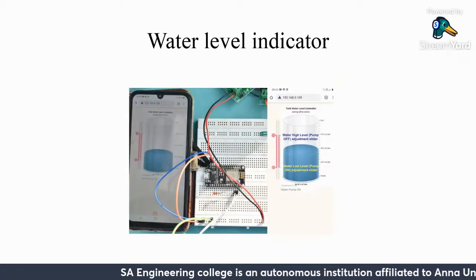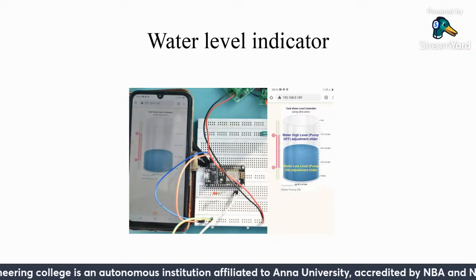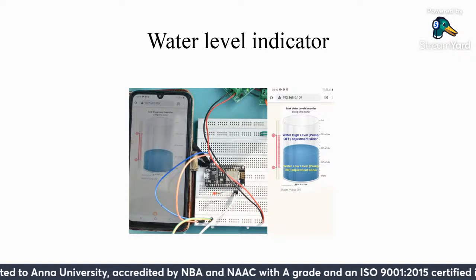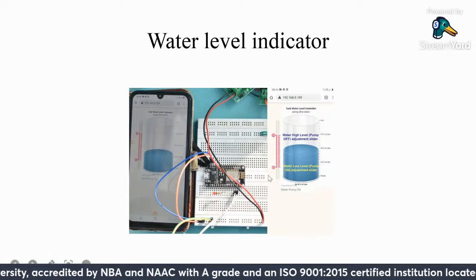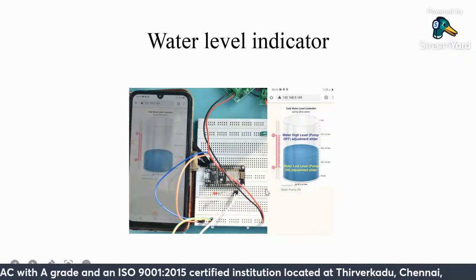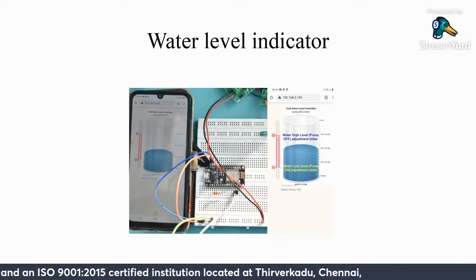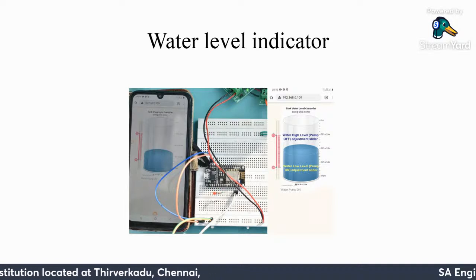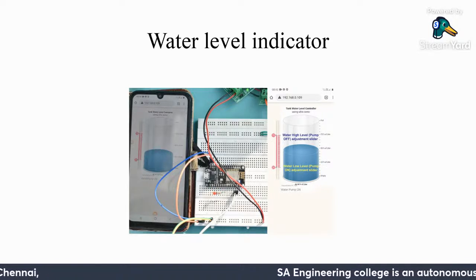And next, coming to the water level indicator. Nowadays these types of indicators are available mostly. Why is this system used? Because the existing system's performance is very good, but its cost is too high for people to buy the system and implement it in our home.